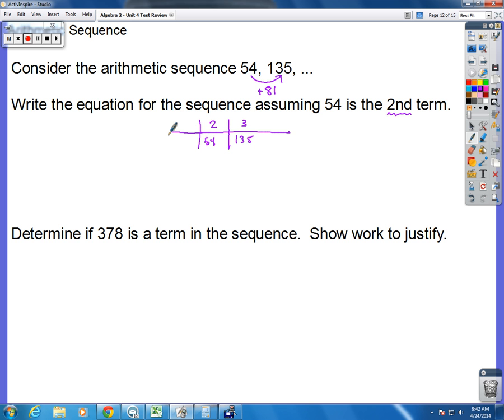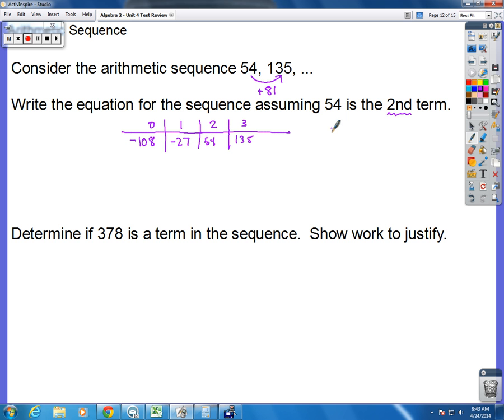To write my equation, I have to go all the way back to the 0 term. So if I subtract 81 from 54, and then subtract 81 from the answer that I got there, which is negative 27, I end up with negative 108.